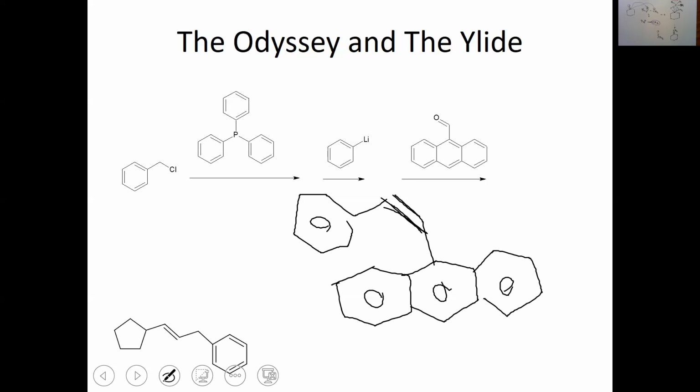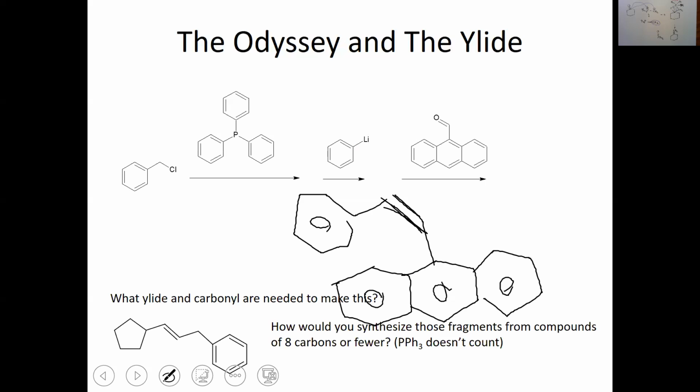What if I ask you to synthesize a molecule? What ylide and carbonyl compound are needed to make that alkene? And how could you synthesize the ylide and carbonyl from compounds 8 carbons or fewer? Note, PPh3 doesn't count. This also says do it from 6 carbons and fewer. We're going to try it.